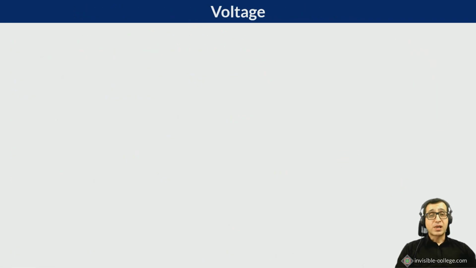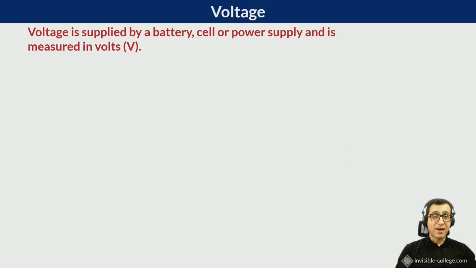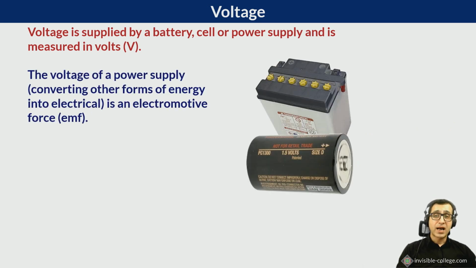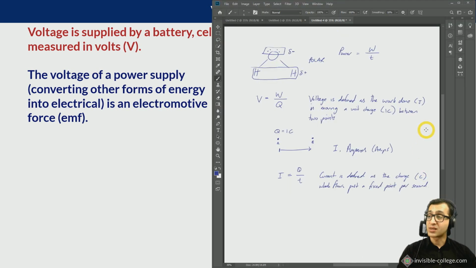So voltage, as we said before, is supplied by batteries, cells, power supplies. It's measured in volts, and this is an electromotive force. Now, electromotive force is the kind of an old-fashioned way of describing what voltage actually is. Voltage is defined as the work done per unit of charge which moves through or between two fixed points in a circuit.